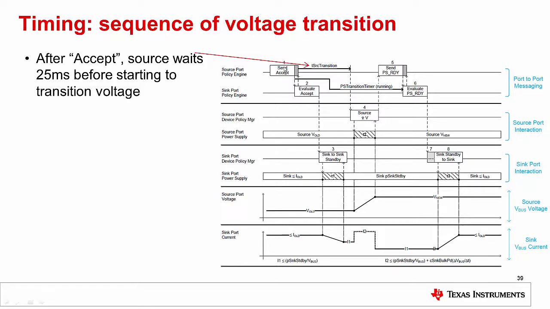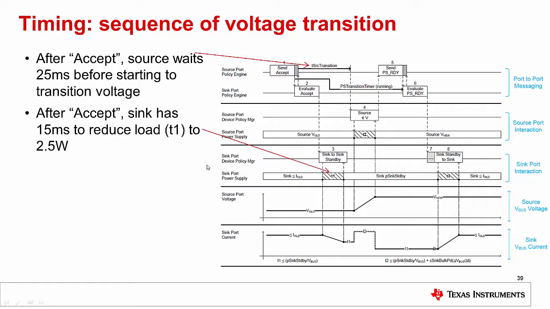After it sends that accept message, this is where the timing comes in. The source waits for 25 milliseconds before it actually starts to transition the voltage. That means the sink needs to make sure it's not drawing more than 2.5 watts during the voltage transition. So it has 15 milliseconds to reduce its load. You can see on the bottom here, the amount of current being sunk by the sink is reduced from whatever it was before down to 2.5 watts.